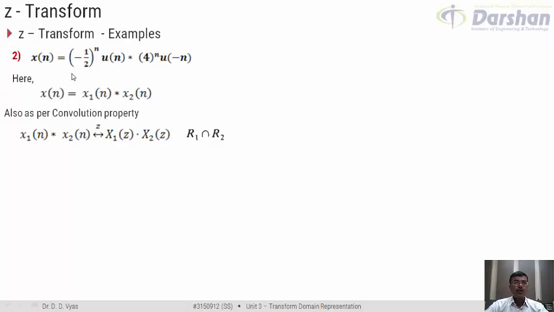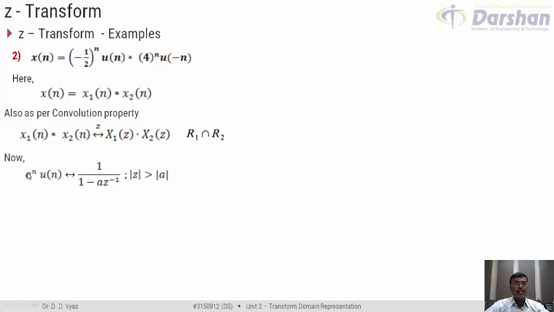So if I want to find the z transform x of z, I can individually find the z transform of x1[n] and x2[n], and then I can multiply the two z transforms so as to get the overall z transform. So let us consider the first case, minus 1 by 2 raised to power n u of n. Now this term is exactly in our standard form a raised to power n u of n, whose z transform is 1 upon 1 minus a z inverse, mod z greater than mod a.